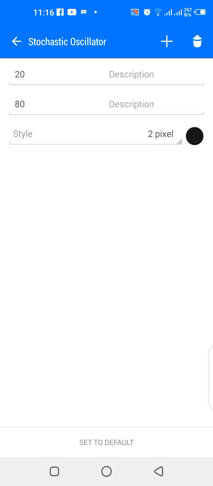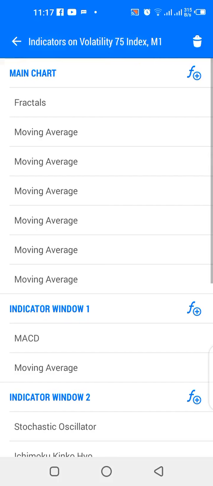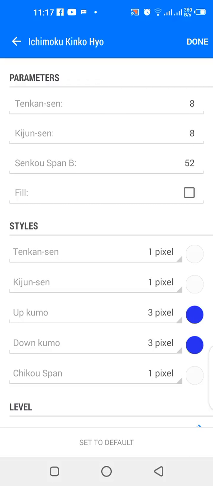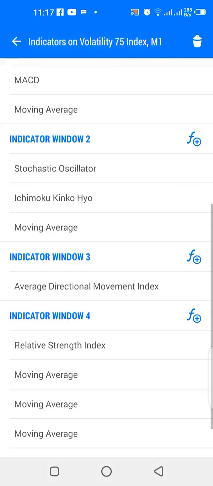And the levels, let's look at the levels. We have 20 and 80. Color is black. Now that's for the stochastic oscillator. For the Ichimoku, let's look at the parameters. You have Tenkan Sen to be 8. Kijun Sen to be 8. Senkou Span B to be 52. Only the color of the up Kumo and down Kumo will be blue. The remaining colors for the Tenkan Sen, Kijun Sen, and Chikou Span will match the background color of the chart.